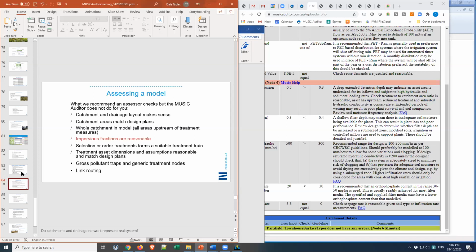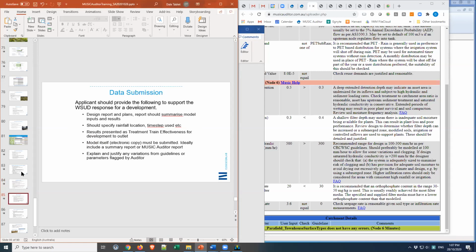I just flag also that at present we don't check gross pollutant traps and we don't check generic nodes, simply because there's so many different potential gross pollutant traps. It's difficult for us to have a sensible checking of those, so you do need to have a look through those yourself. And the generic node really could be getting used for pretty much anything. We mostly use it for pumps and diversions and the like, but we can't really check that sensibly.